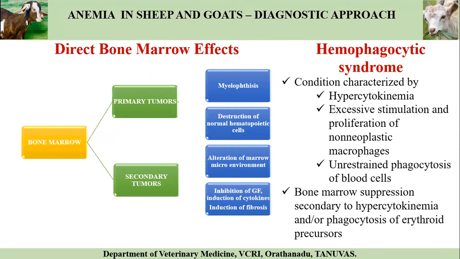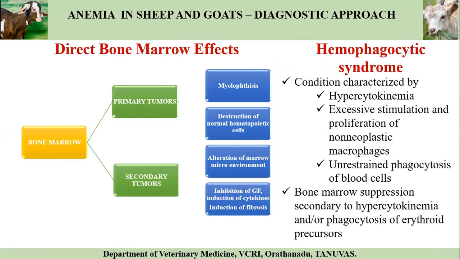What are some disease conditions which directly affect the bone marrow? Myelophthisis, destruction of normal hematopoietic cells, alteration of bone marrow microenvironment, inhibition of growth factors, induction of cytokines, and induction of fibrosis. Normally, hemostatic disorders can result from either primary or secondary hemostatic problems. Severe thrombocytopenia is a primary hemostatic disorder that can result in spontaneous hemorrhage. The general causes of thrombocytopenia include increased consumption, myelophthisis, or consumptive coagulopathy in viral vasculitis like bluetongue in the sheep. Increased platelet destruction occurs in other species, but it's minimal in the small ruminants.